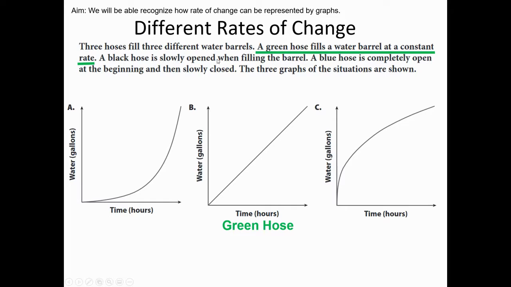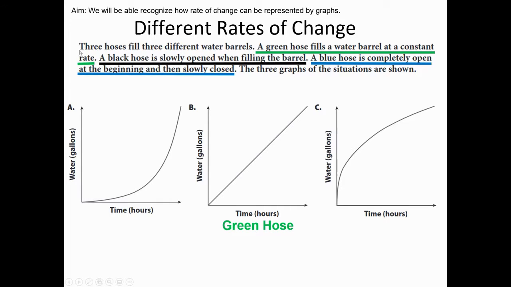Now, if we continue reading this, we read about a black hose, which slowly opened when filling the barrel, and then a blue hose, which is completely open at the beginning and then slowly closed. So we have 2 complete opposites, where one starts off slowly and then picks up speed. Another one is just gushing out all the water and then it's slowly closed. So looking at the graphs A and C, you can tell that they're obviously completely different beasts, right? And that makes sense. Once again, there are 2 different situations, 2 different graphs.